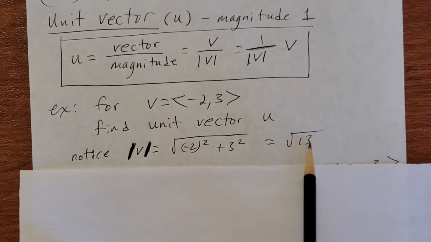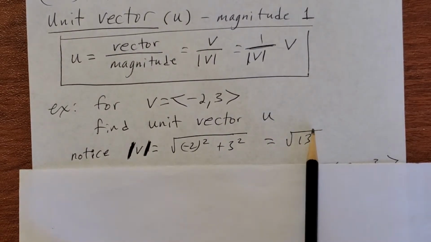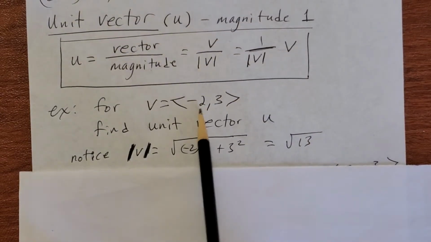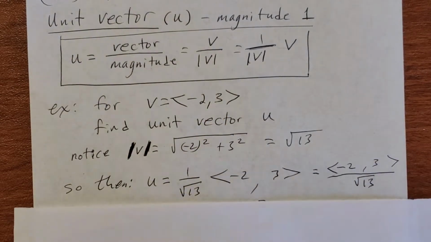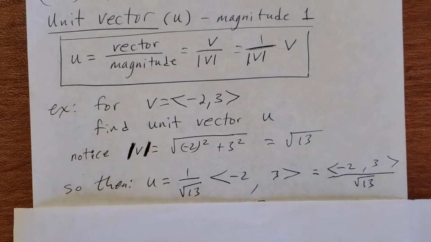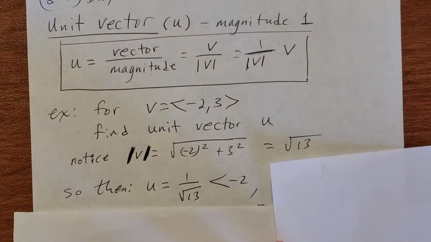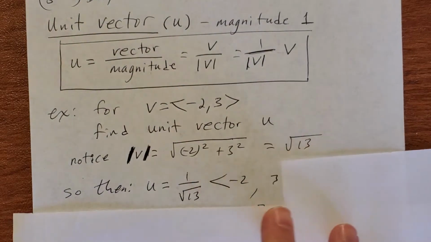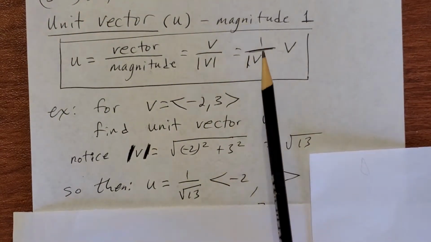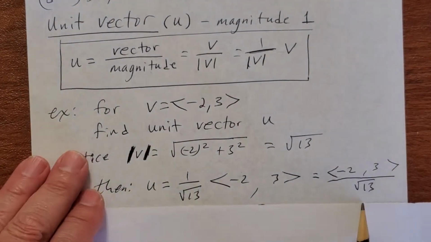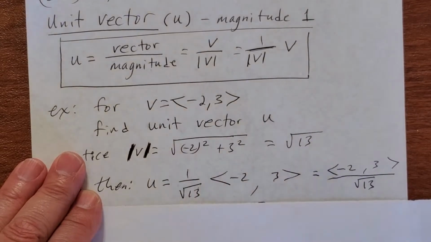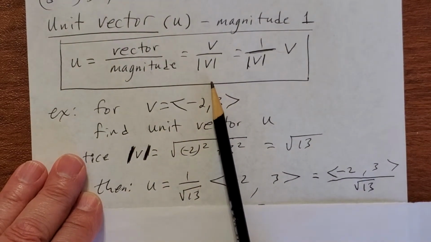I got my magnitude. So now I'm going to take this magnitude and put it under the vector. So divide this by square root of 13, divide this by square root of 13, just like the box says. The box up here says you take 1 over your magnitude, 1 over square root of 13, times the vector. There's the vector. So now how do you multiply? Well, this times this. So it's kind of like dividing the whole thing by square root of 13.